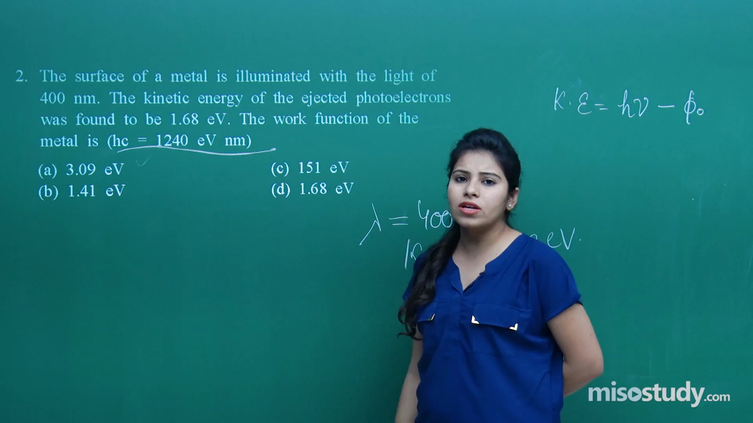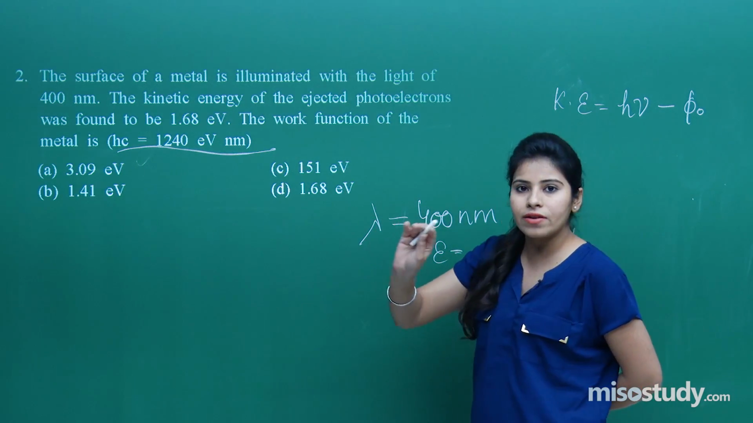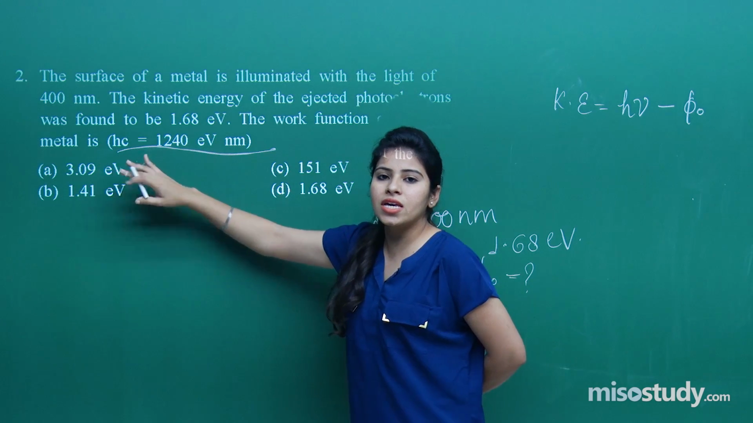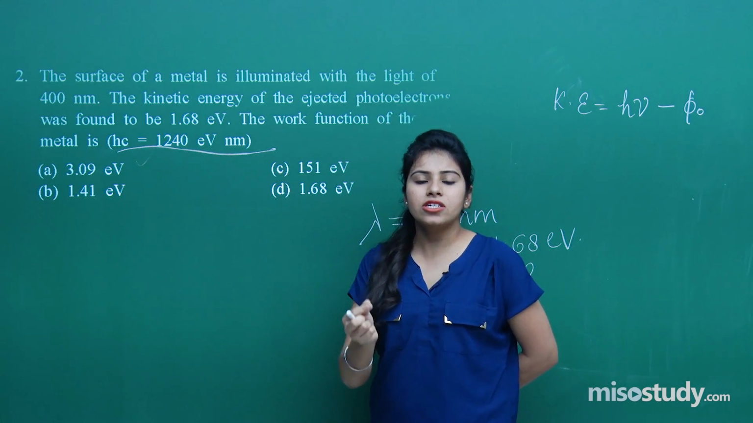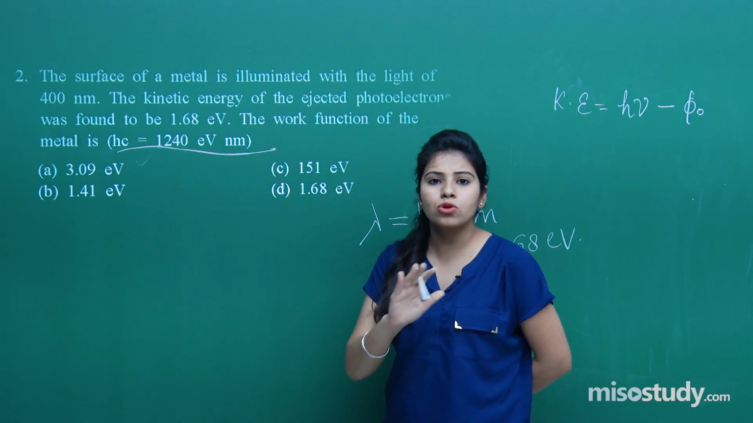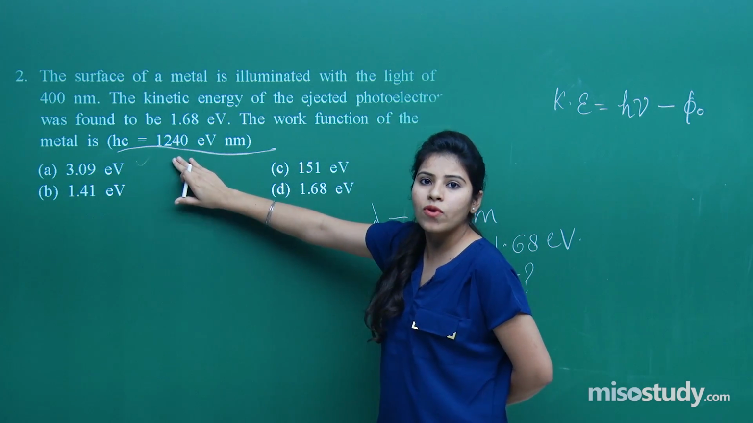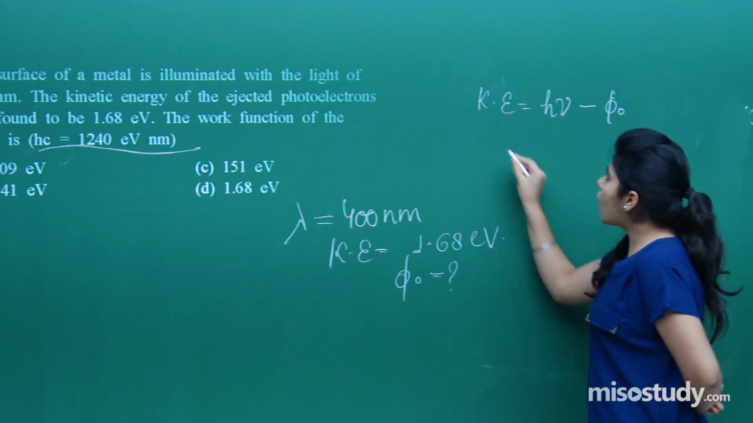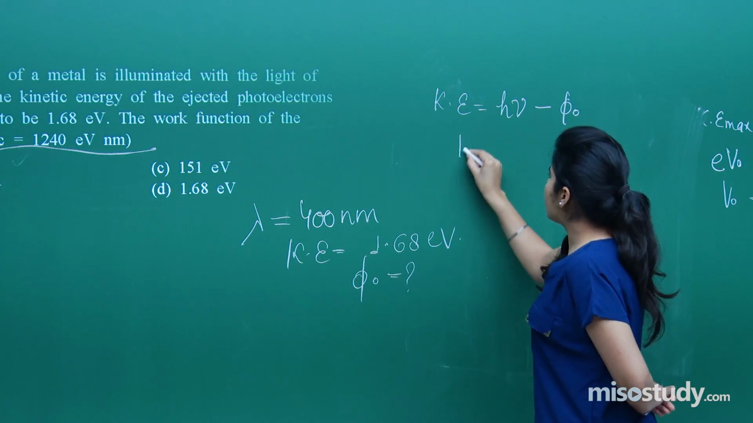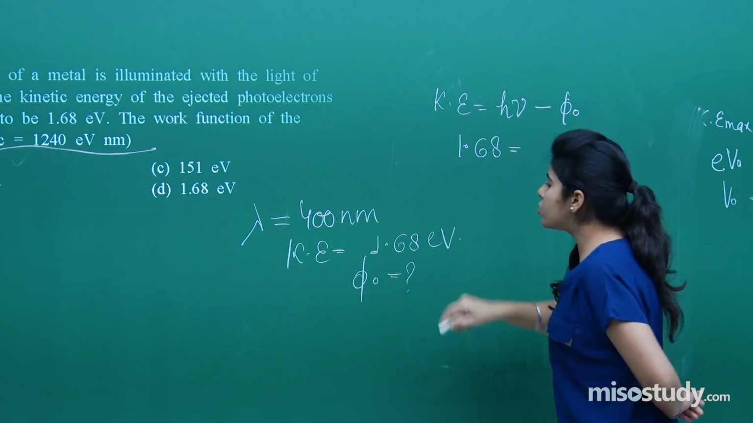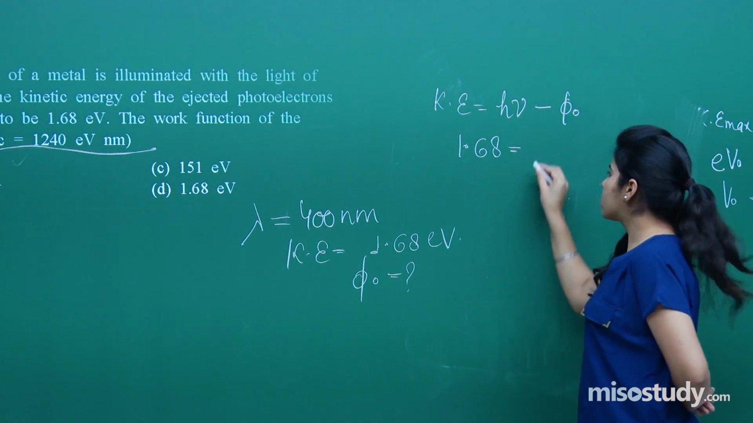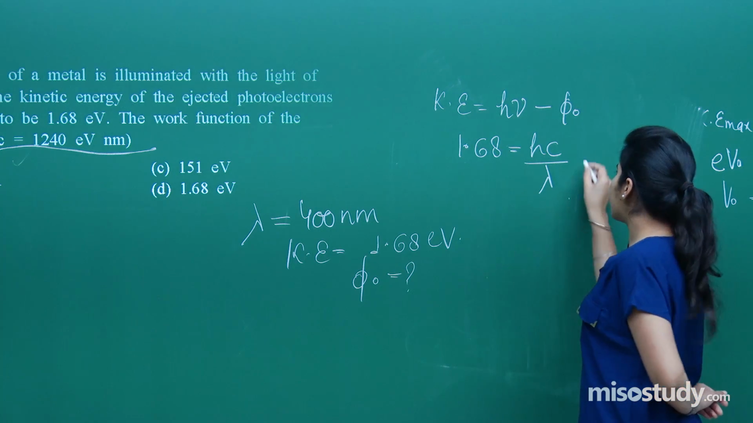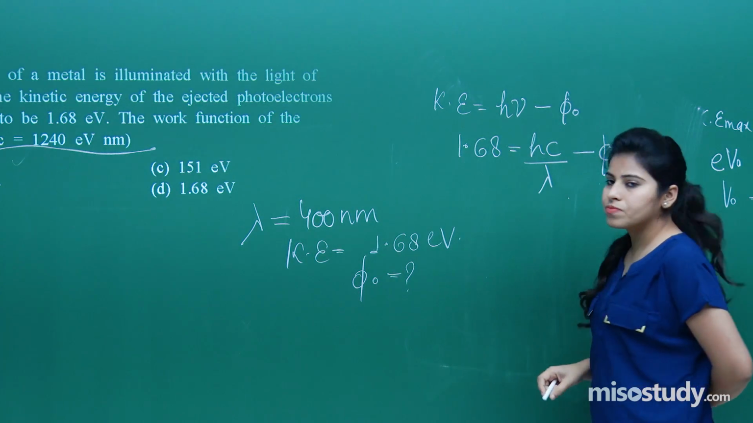So we are generally going to put this value. You can remember this value, because multiplying this h with c is a constant term. h is constant, c is constant. So you can just remember this term, 1240 electron volt into nanometer. Now in this question, we have 1.68 equals h nu. I can write this nu in the form of c by lambda minus work function.